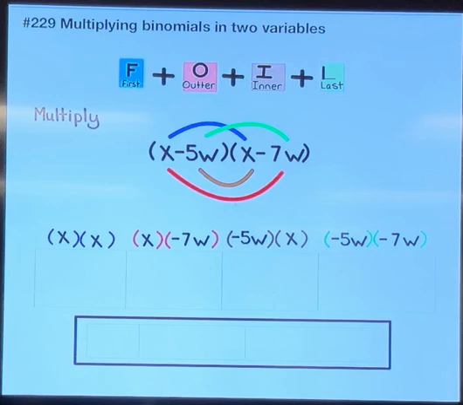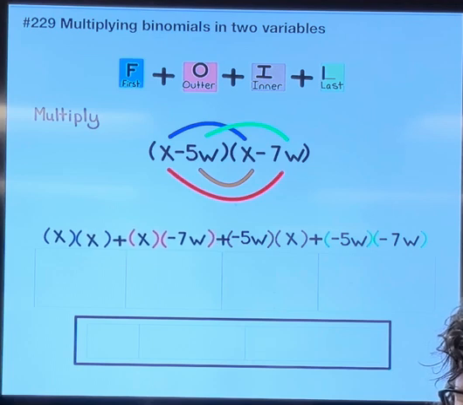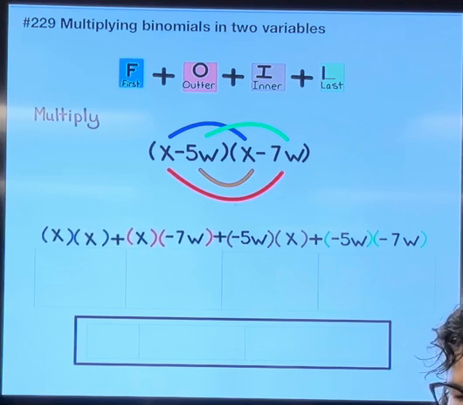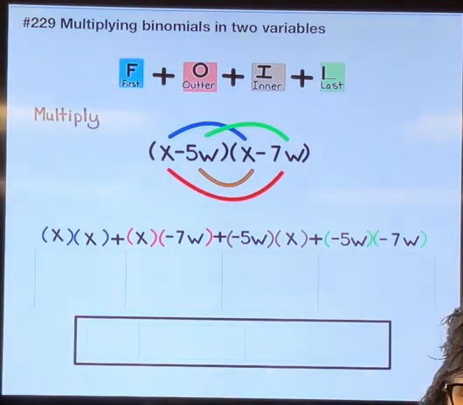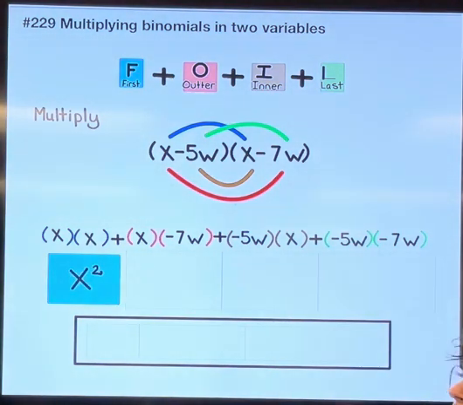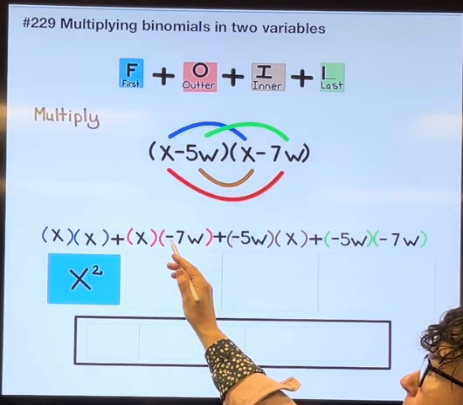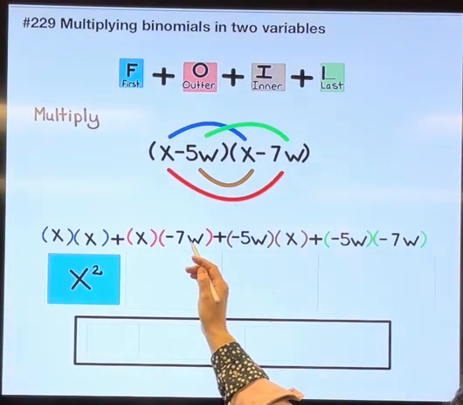And then we want to multiply these pieces together. But after we get them multiplied, each of these terms end up getting added together. Okay. So multiplying these together, x multiplied by x is x squared. X multiplied by -7 multiplied by w.